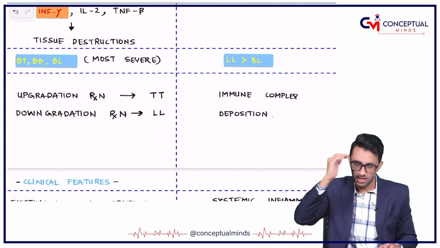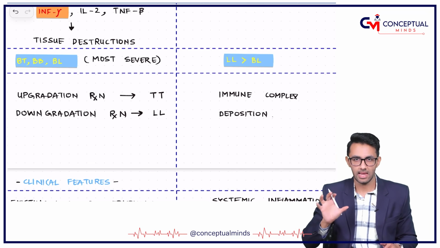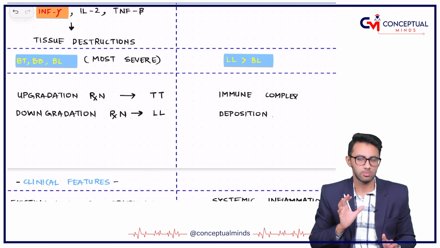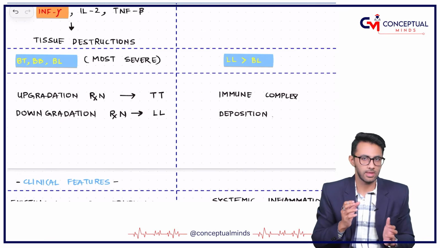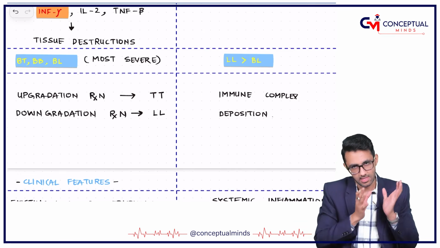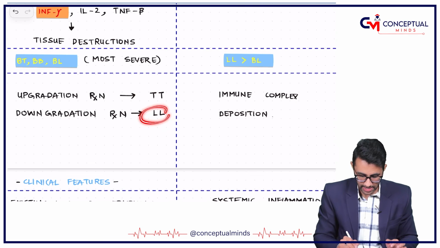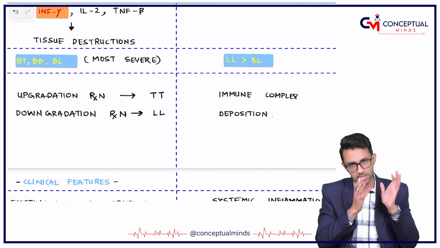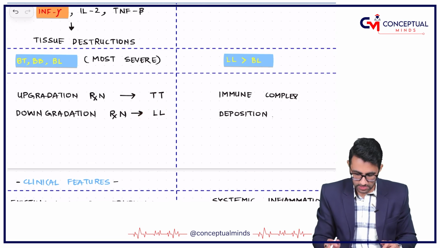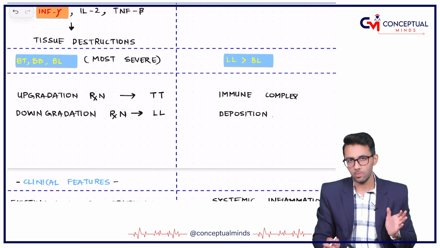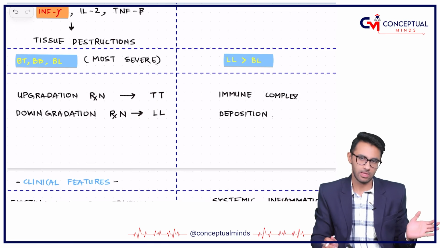How about the downgradation reaction? That is the LL level. If the person is not responding well, not showing a very good response to the medical treatment, or is not having treatment altogether, there will be a downgradation reaction. It will be LL type. It's just going to slide down. All right, that is one thing we should know about. Pretty simple, right? Nothing complicated in that.